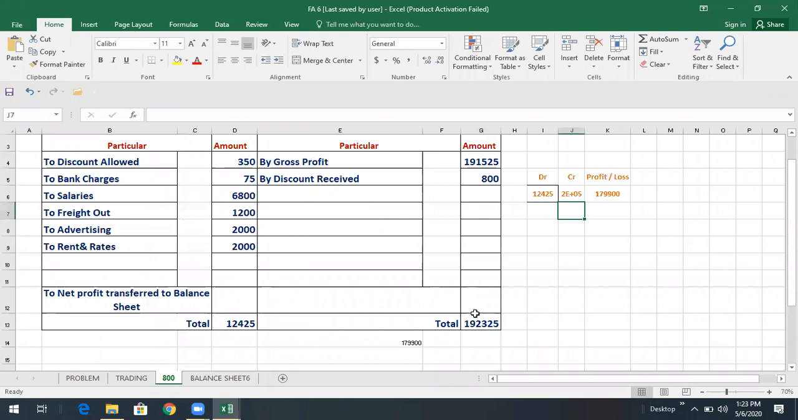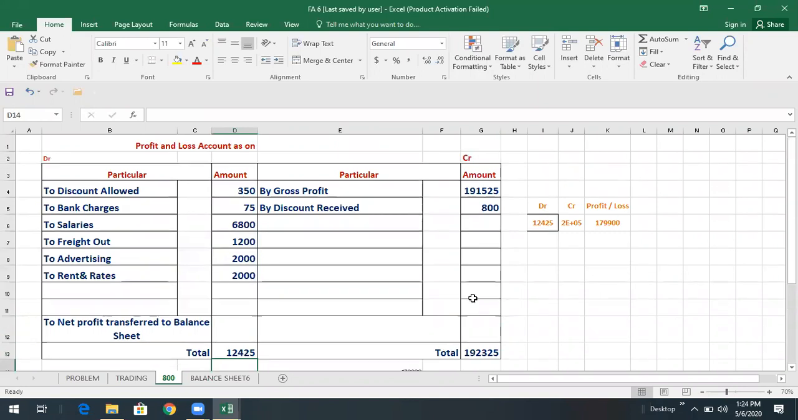So now you make a total. Here 1,91,525 plus 800 gives 1,92,325 rupees. Now you make this side total. That means 350 plus 75 plus 6,800 plus 1,200 plus 2,000 plus 2,000. When we add all these values, the total is 12,425 rupees. Again, we have more value on the credit side, so again we get a profit.